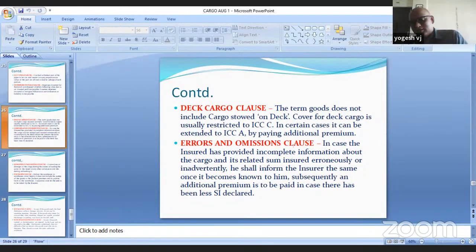Errors and omissions clause. Now, you might be associated with this kind of clause in engineering as well. In case the insured has provided incomplete information about the cargo and its related sum insured erroneously or inadvertently, he shall inform the insurer once it becomes known to him. Subsequently, an additional premium is to be paid in case there is less sum insured declared. Or if more was declared, we refund from our side. So that error and omission clause is attached.